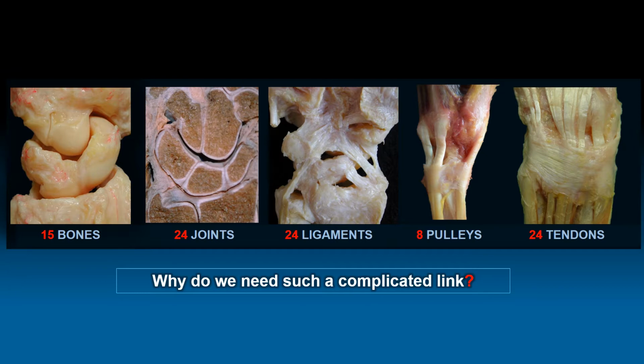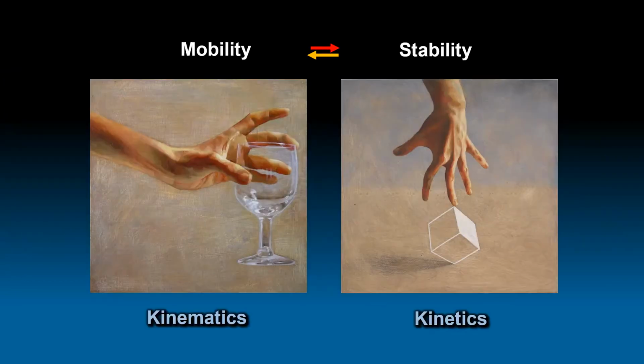Why do we need such a complicated link between forearm and the hand? I guess that the necessity to have a large mobility on one side and to keep normal anatomical relationships throughout the entire range on the other are all factors that explain why this joint is so complex and yet so interesting.